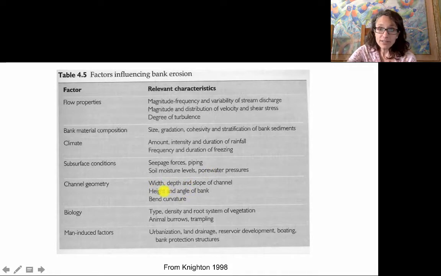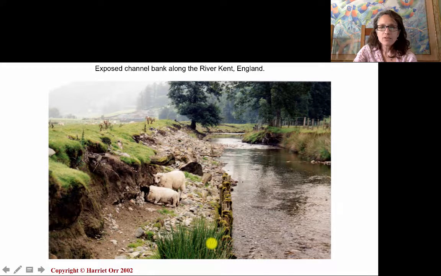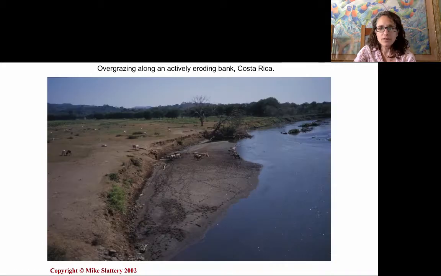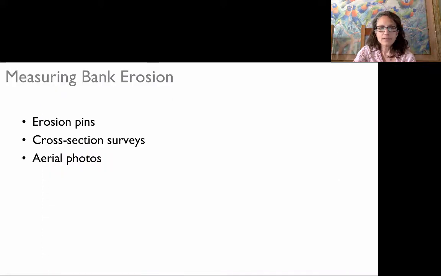the channel geometry, the radius of curvature of the bend. So a tighter bend is a shorter radius of curvature. What's going on with animal burrows, grazing, trampling, and then, of course, all the urban and human factors as well. Oh, and then of course we build bank protection structures, what keeps the river from moving around. So some examples of bank erosion where animals come down to the water, and another one in Costa Rica. And I have more pictures from the Yampa that we'll look at.